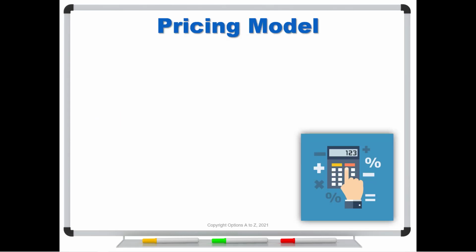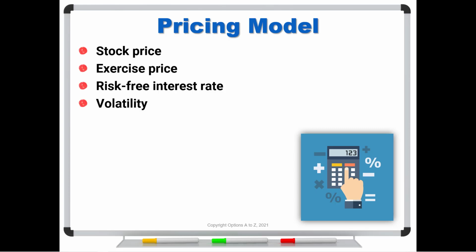Well, to understand, take a look at our pricing model. If we go into a pricing model, we have to give it the stock price, the exercise price, the risk-free interest rate, and volatility. Now also keep in mind that volatility is not necessarily what the current volatility is. It's what we expect it to be in the future. So that's the volatility input, and then of course we need to know time to expiration.